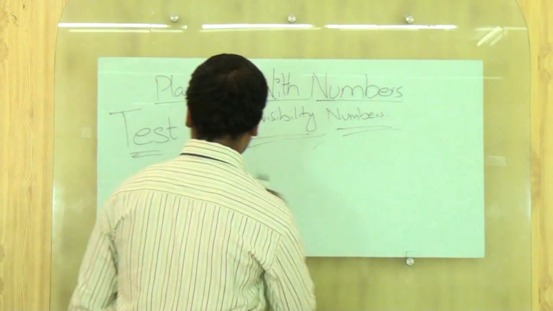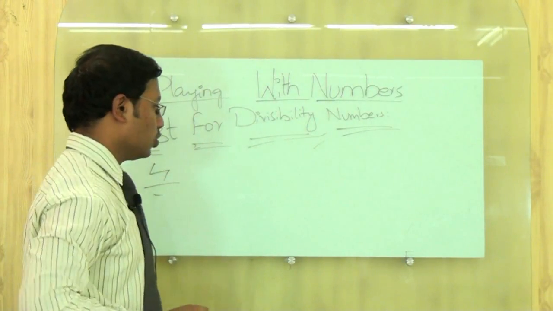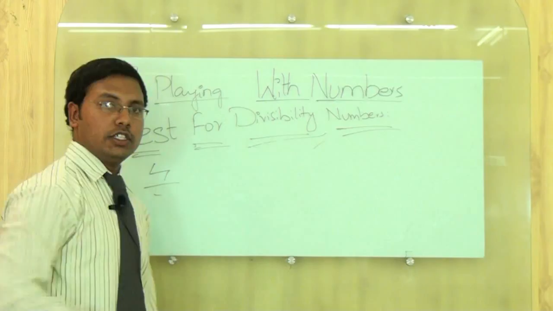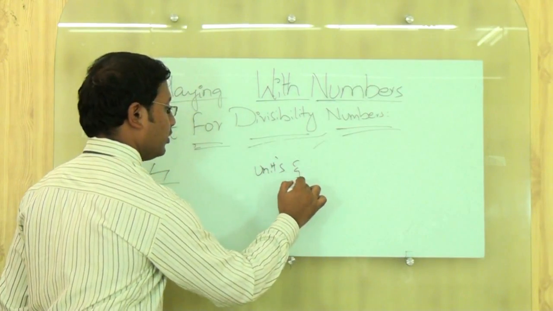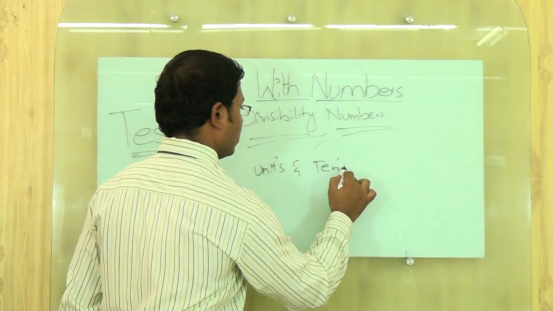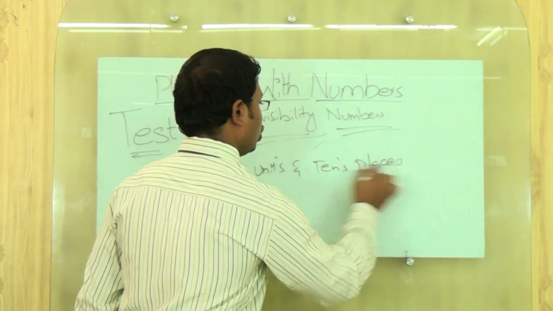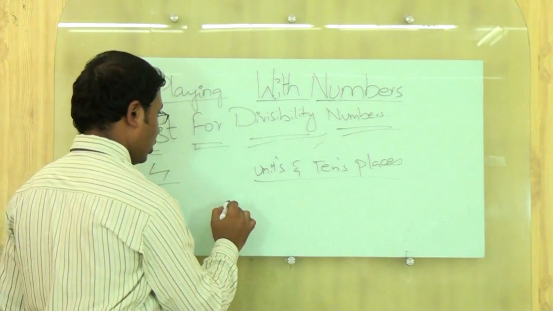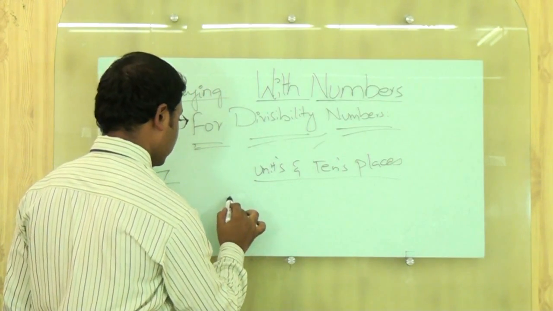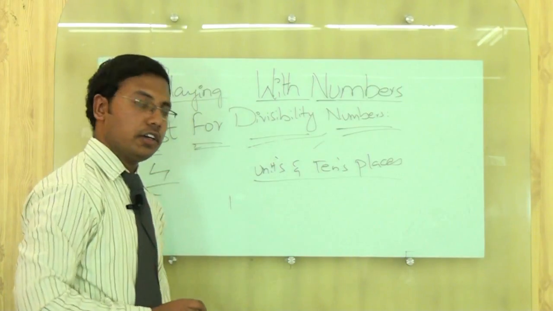If you take the number 4, what are the properties here? The last 2 digits, that means the units place and tens place, should be divided by 4. That means the units place and tens place should be in such a way that 4 divides them.